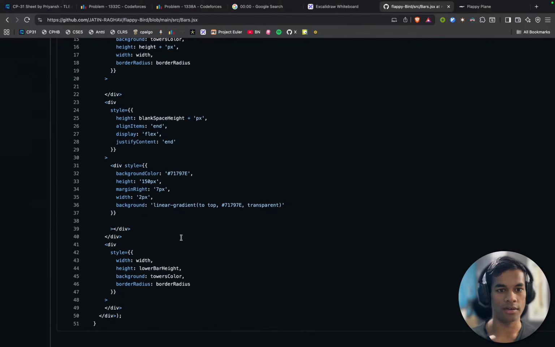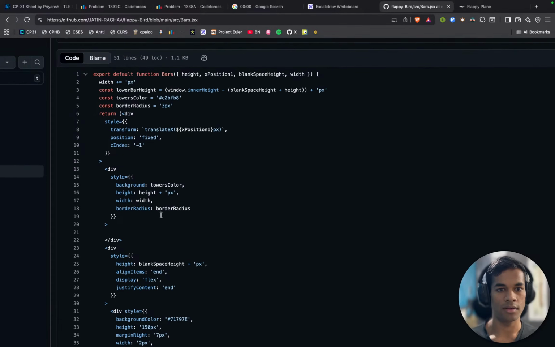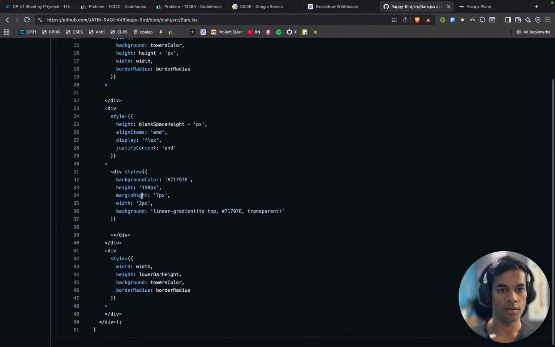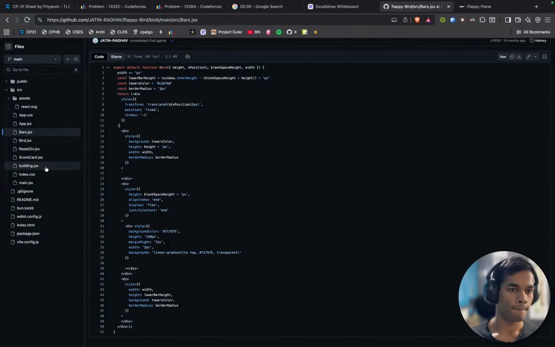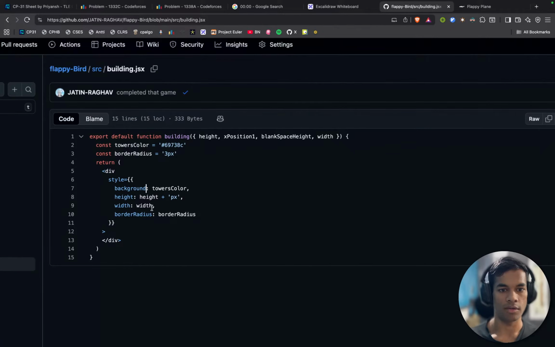This is a bar. Height, background, width, position, window inner height. Change the height according to this thing. Okay, and where is the image I might be using? Yes, maybe they did fail. Building. Tower colors. I'm not using a photo for the building. I made it using colors. Border radius.